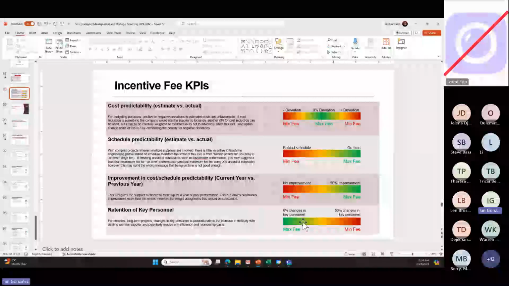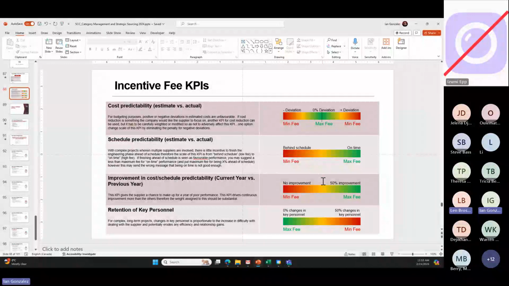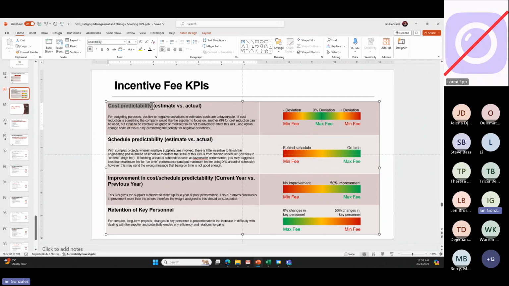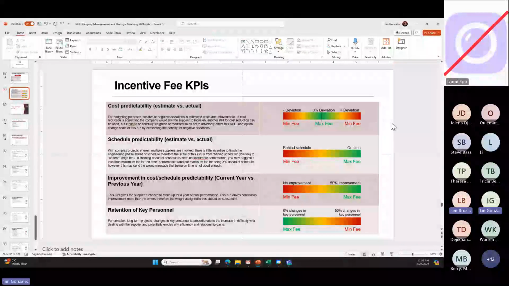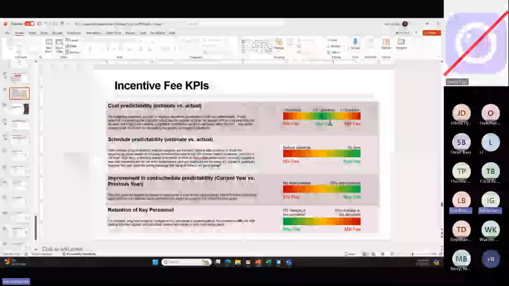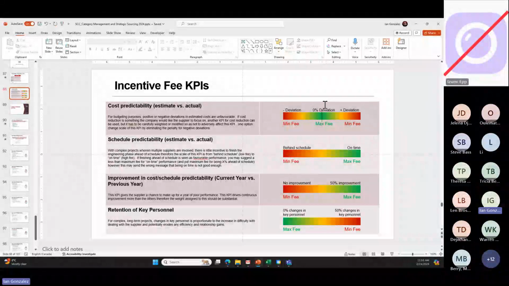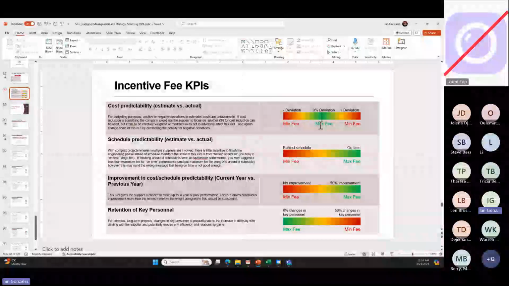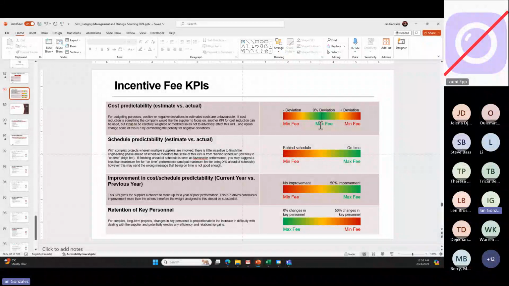And they should be defined in such a way that supply chain can monitor this. So like cost predictability, this is an easy one. At the end of the contract, how much did we actually pay you? And at the start of the contract, how much did we say we were going to pay you? If it's within, let's say, plus or minus 5%, or like it's very close to zero deviation, you get the maximum fee.